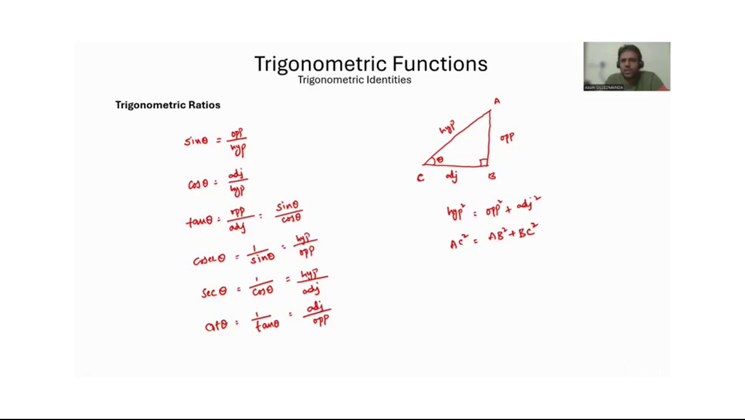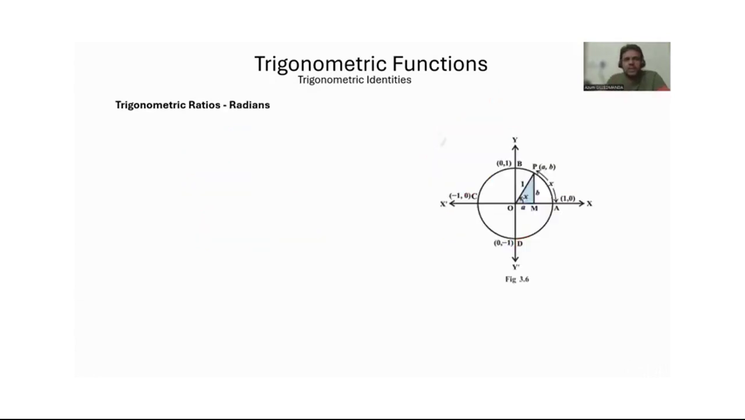So there are 6 trigonometric ratios. What we have learned so far in our earlier classes is the trigonometric ratios in a right angle triangle. Now, let's learn that in radians. Okay, let's learn the trigonometric ratios in radians.